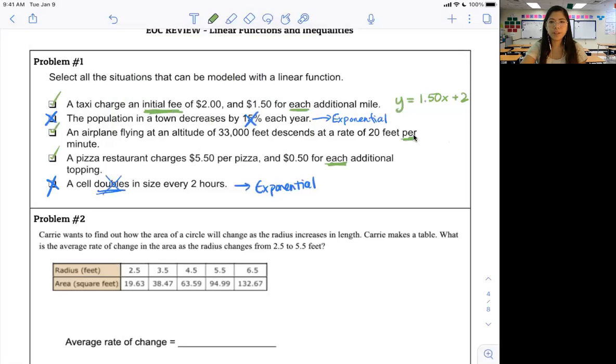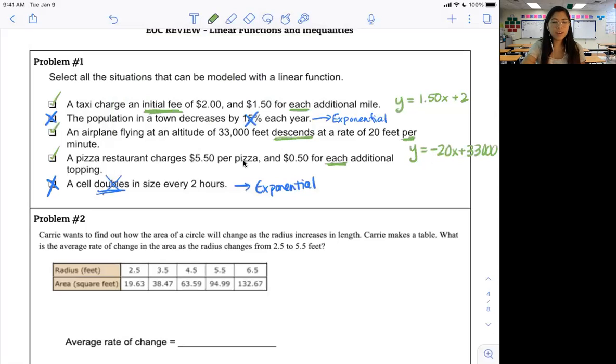For C, what would be the equation? Remember, y equals mx plus b. Super close. Y equals negative 20 plus 33,000. You were super close, Ajira. One more keyword I didn't highlight was it's descending, it's going down. So it's going to be negative 20x plus 33,000. Make sense? Negative because it's descending.